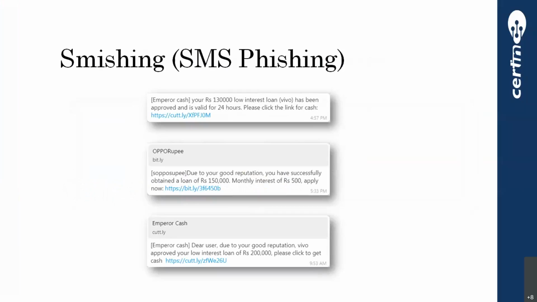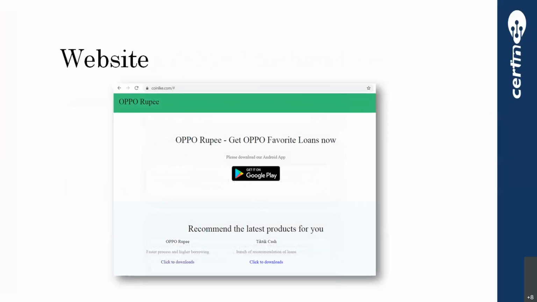These fraudulent loan applications were actually being spread through WhatsApp and SMS messages. The SMS will say that a certain amount of low interest loan has been sanctioned for you, and you need to click on a particular link to actually be able to get the loan. When you click on this link, you will be taken to a website where it will say the name of the application as Oppo Rupee or TikTok Rupee or Vivo Rupee, something of that sort. So they are using the names of famous brands and they have created fraudulent applications like this.